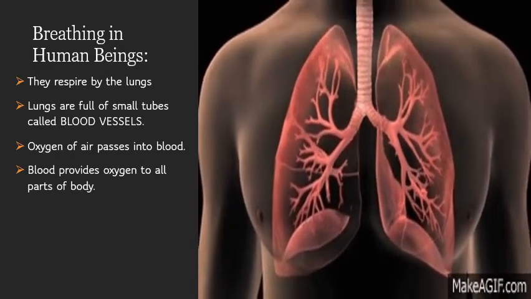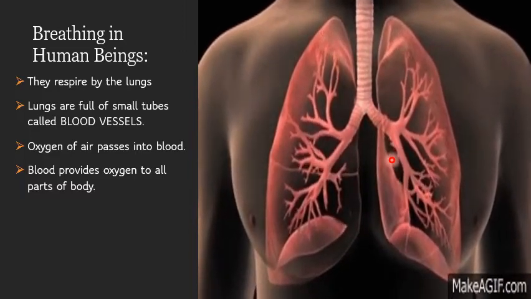The next point is blood provides oxygen to all parts of the body. Now this blood will circulate all around the body and provide oxygen to every part of the body, even every cell of the body. So every cell will take up the oxygen and will utilize this oxygen to get the energy.